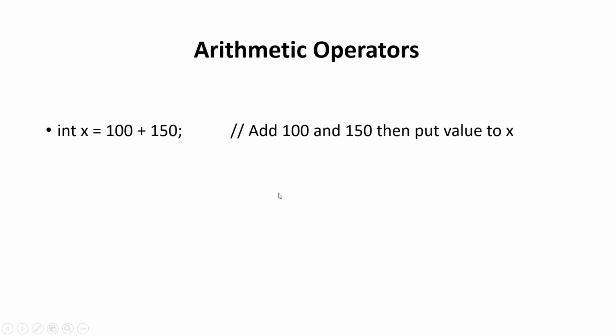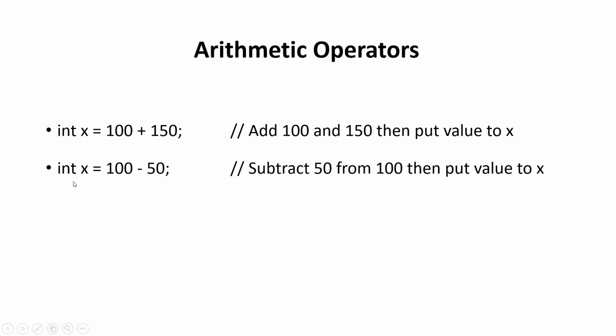So let's see some examples. x equal to 100 plus 150. It will add 100 and 150, then put the value into x. Equal to is an assignment operator. We will learn about these in the next videos. So let's see which are the arithmetic operators. Addition, it's a plus symbol. It is adding both values. So this is an arithmetic operator, addition.